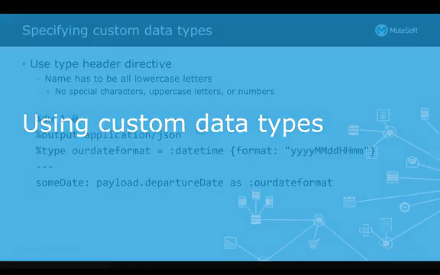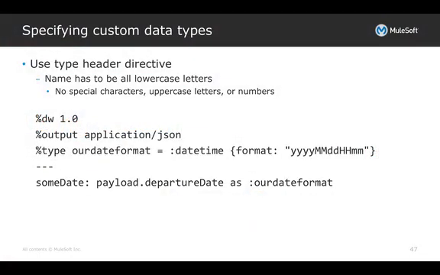Using custom data types. When specifying custom data types, we can put them in the header directive if we'd like. The name of the custom data type has to be in all lowercase letters, and you cannot contain any special characters. The header in the top, as you can see in this example, specifies a custom type called OurDateFormat, which is equal to the date time with a format of YYYY, MMDDHHMM. And then inside of our body here, we can see the ability to grab payload.departureDate and coerce that as our date format rather than having to push that out multiple times, specifying date time with the format.